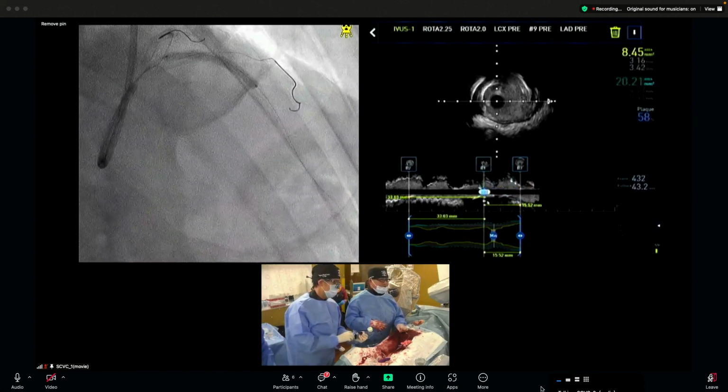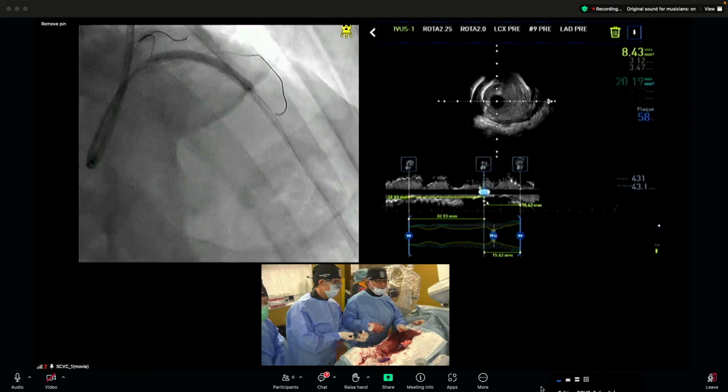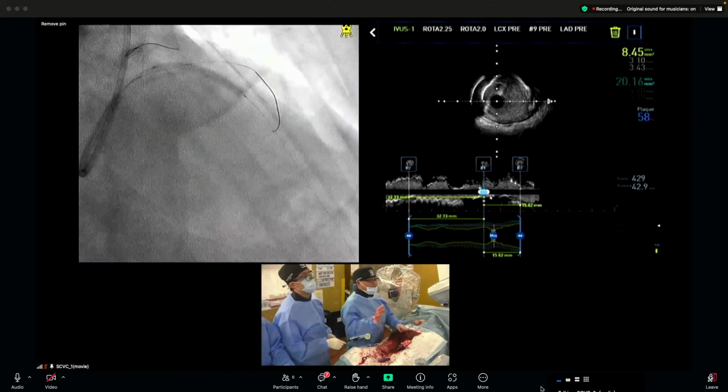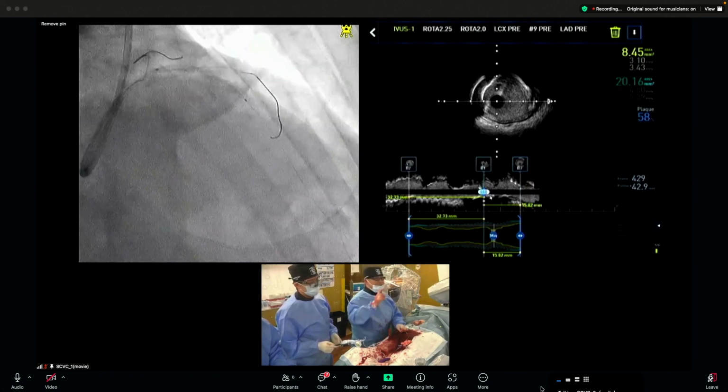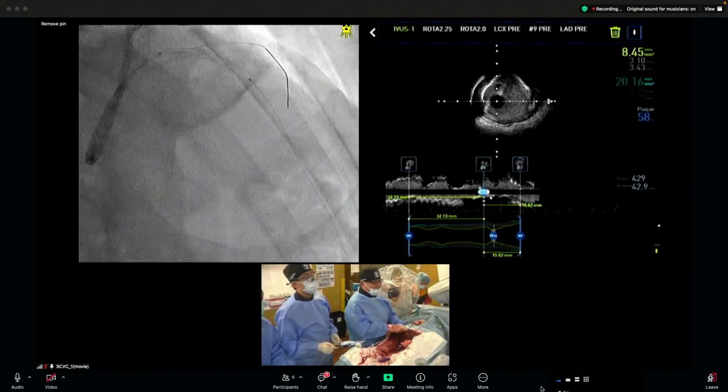Please tell us the balloon pressure. High deflation. This is 14 for the stenting, and after that 20 atmospheres. 20. Yes.